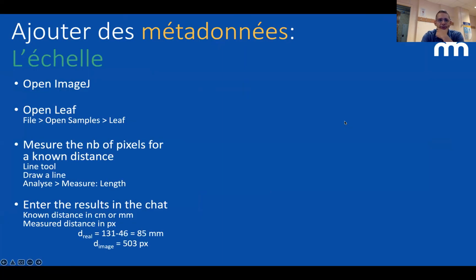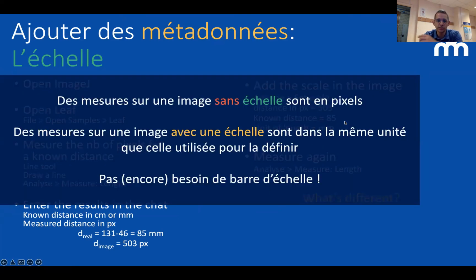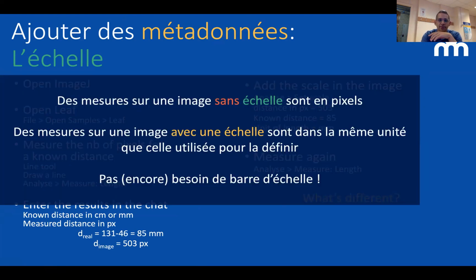So to come back, you can actually change the metadata yourself, and one that is very important is the scale of the image. It's giving you a link between the size of the pixels and the size in real life. If you don't put the scale, you're going to have measurements made in pixels. If you have the scale, then ImageJ will automatically give you the measure in the unit you are entering.